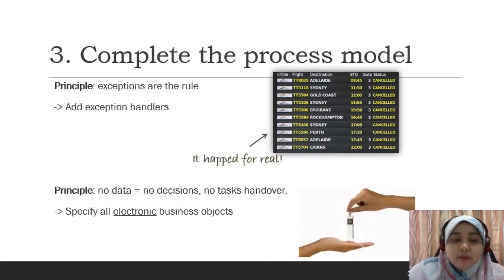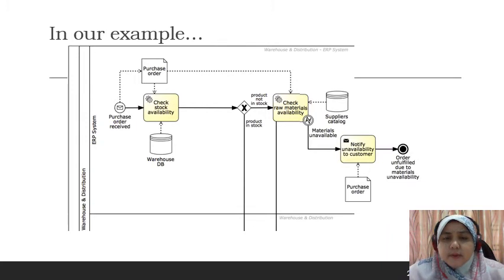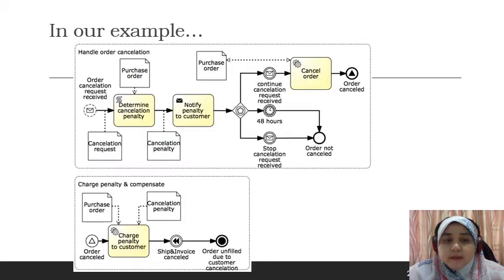Okay. So we need to specify all electronics business objects. Go next. Here is our example. Bila daripada check stock availability, check raw material ni, kita ada lagi notify unavailability to customer. Yang ni saya akan baca detail lah nanti dalam chapter ya. So ini dia detailkan lagi, ya. Notify to customer tu menjadi sama ada dalam cancellation request received 48 hours atau stop cancellation.